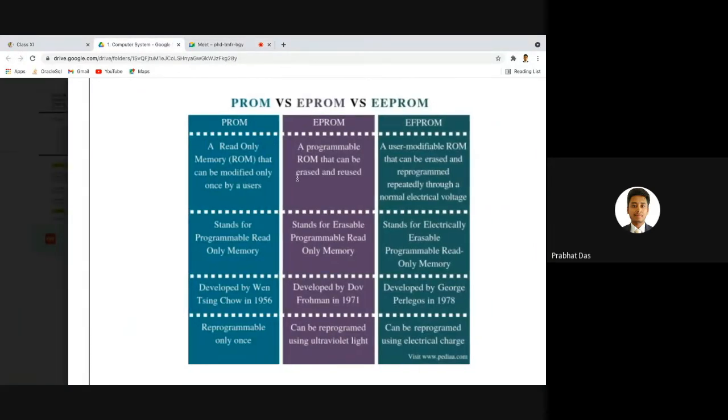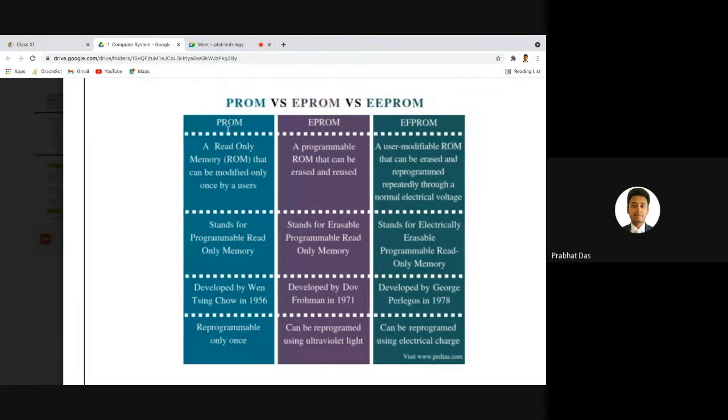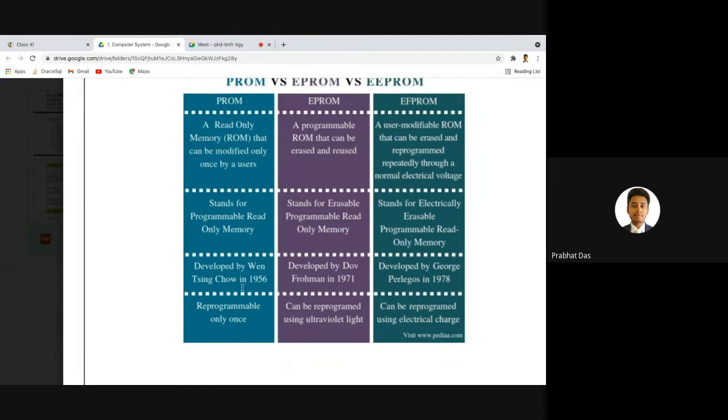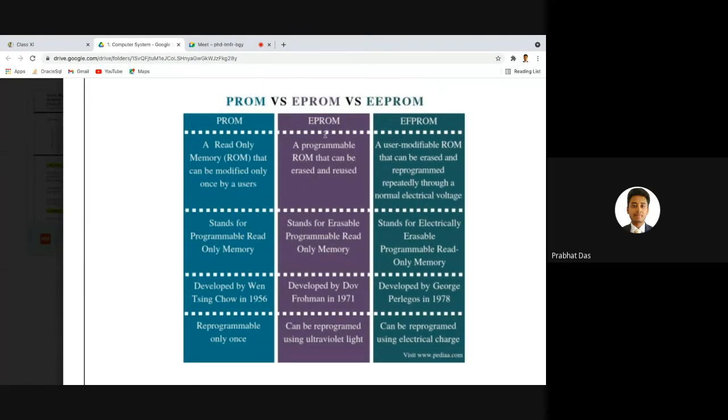So this is one example of PROM. If we talk about the development, it was done by Wen Tsing Chow in 1956, and it can be programmed only once. As I said, this is the characteristic of PROM. But if you try to understand EPROM, it is a programmable ROM that can be erased and reused, a programmable ROM that can be erased and reused.